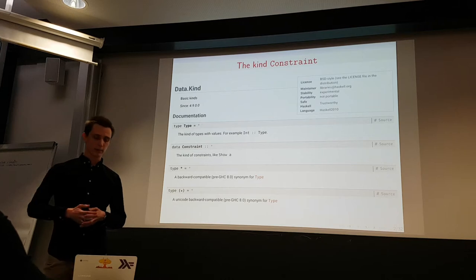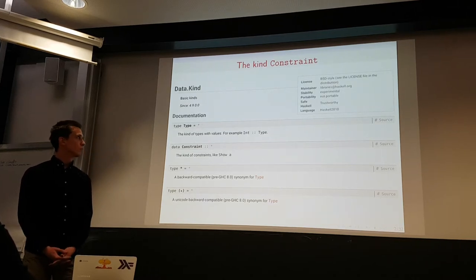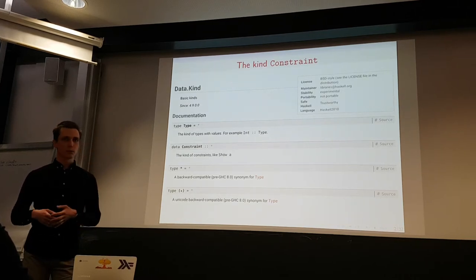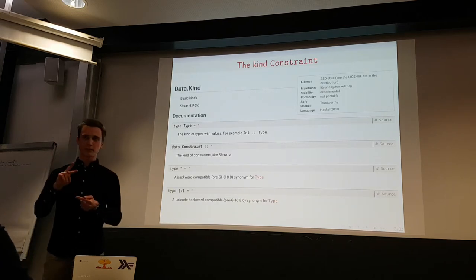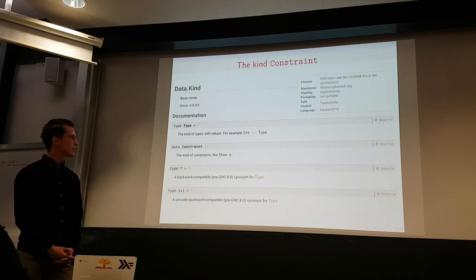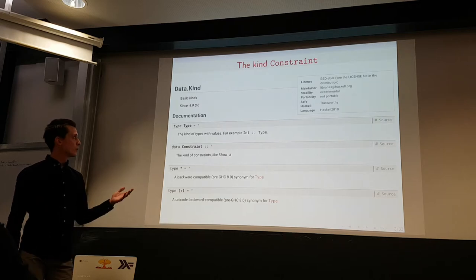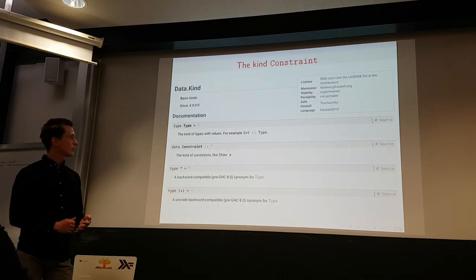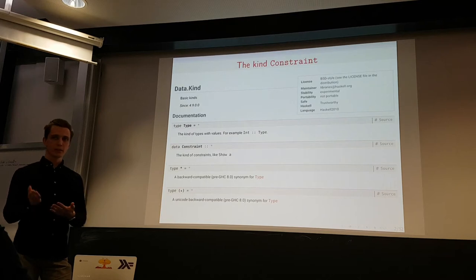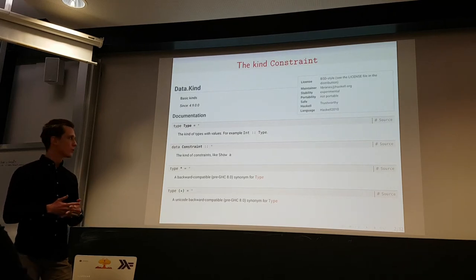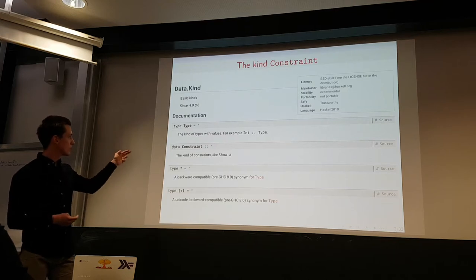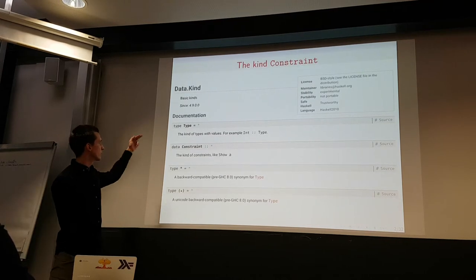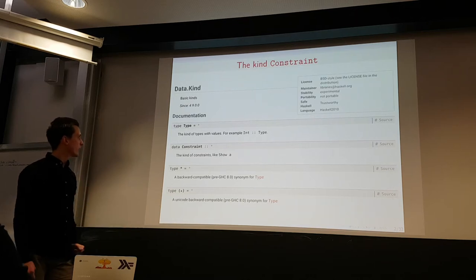So first of all, constraints. Everyone knows, even the most beginners, that constraints are something we have on the left-hand side of this double arrow in function definitions and in classes and other signatures. So there is a kind, Constraint, which normally occurs on the left-hand side of this double arrow. And there is a definition of this kind in the module Data.Kind.